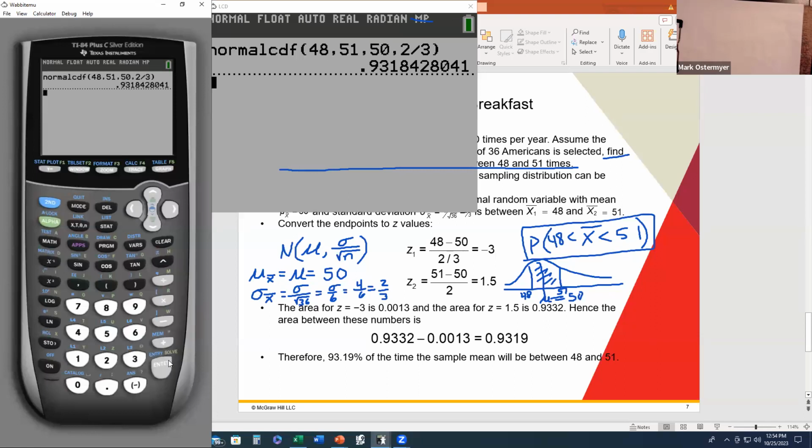And there you go. And so, ladies and gentlemen, the probability that the mean number of times an American misses breakfast is between 48 and 51 days is about a 93% chance, 0.93. Everybody understand how I just did that problem?